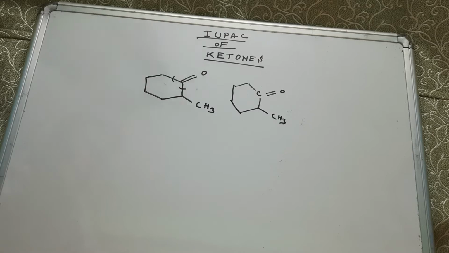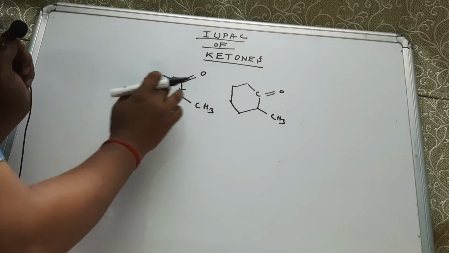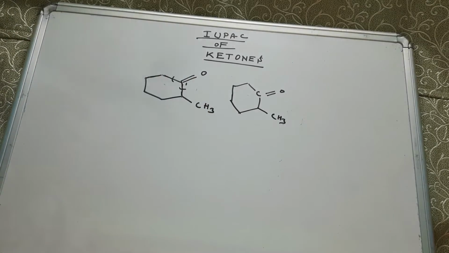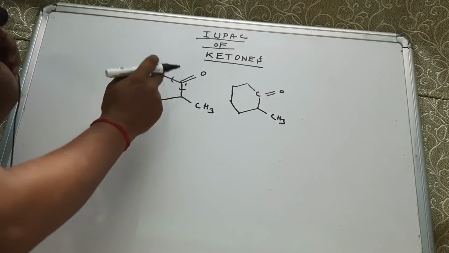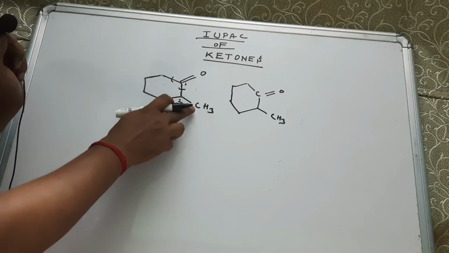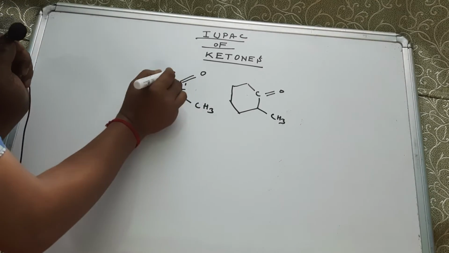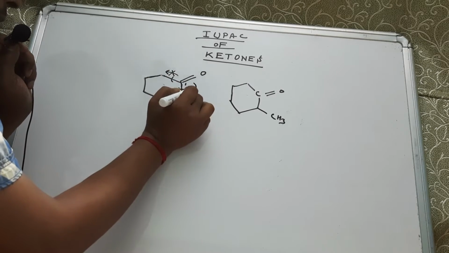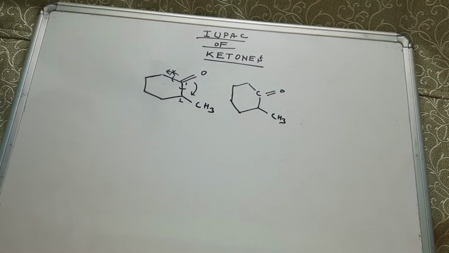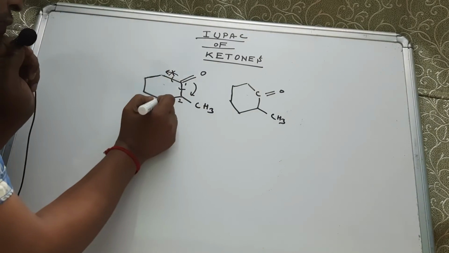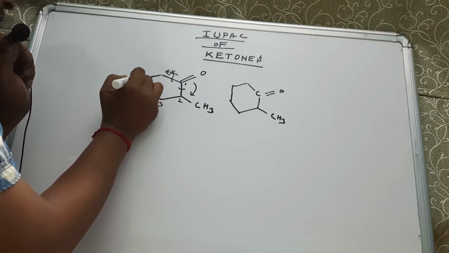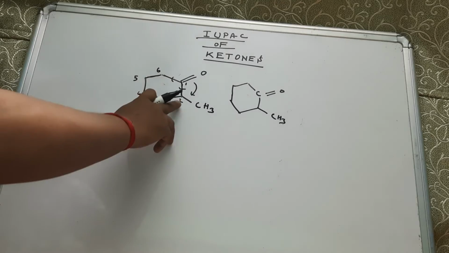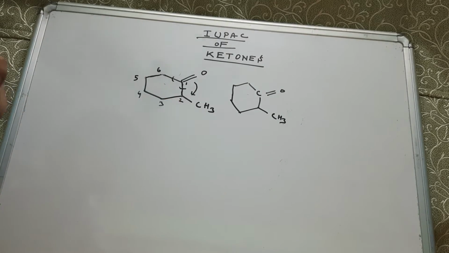So now start numbering. Numbering starts from the keto carbon atom as 1. From this side, because you get the methyl group here, you shouldn't go from this side, it is wrong. You should travel from this side. So 1, 2, then 3, 4, 5, 6. That means at the second carbon you will get a methyl group.